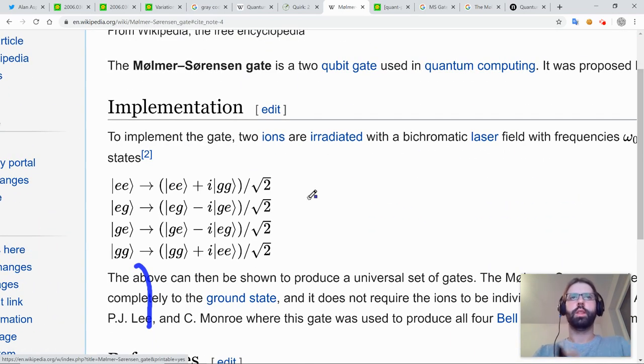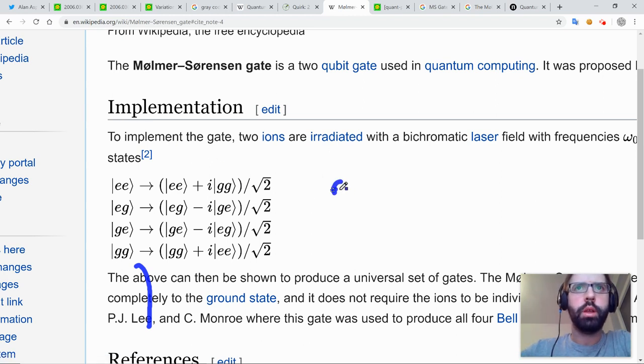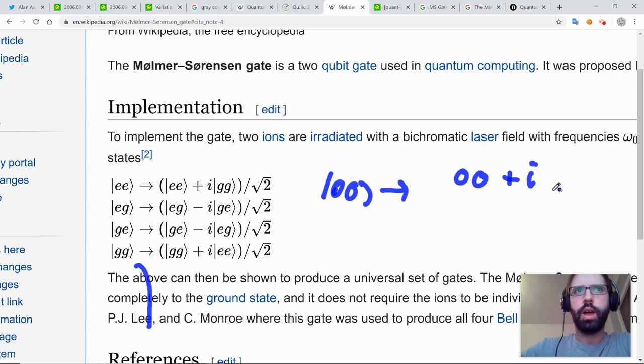Okay, so it does. So it takes, for example, if it's 0, 0, it takes me to 0, 0 plus i 1, 1. Okay. Interesting. That's what it does. It's almost like it creates an entangled state based on a seed. Yeah, it's interesting.